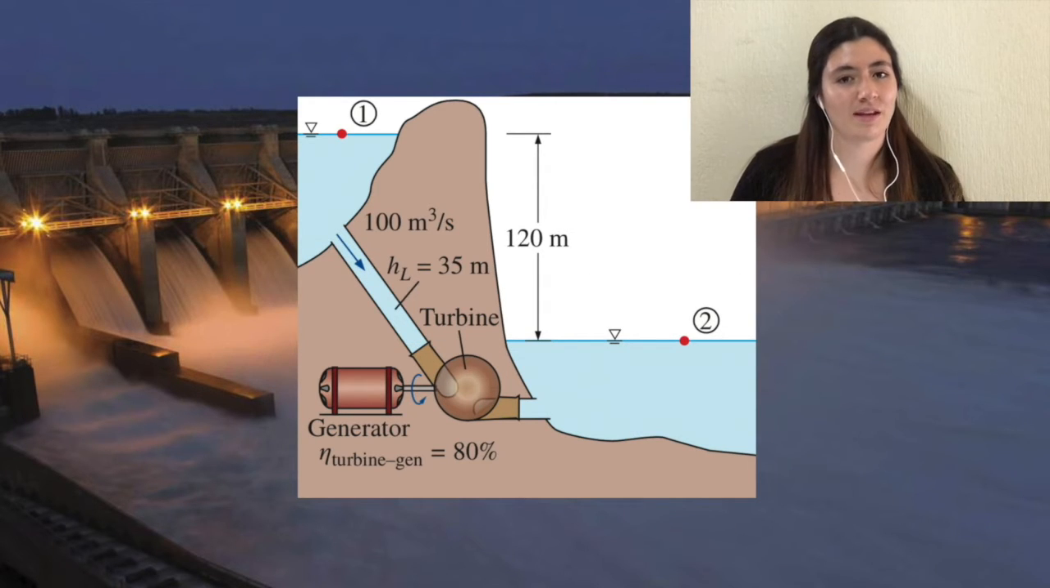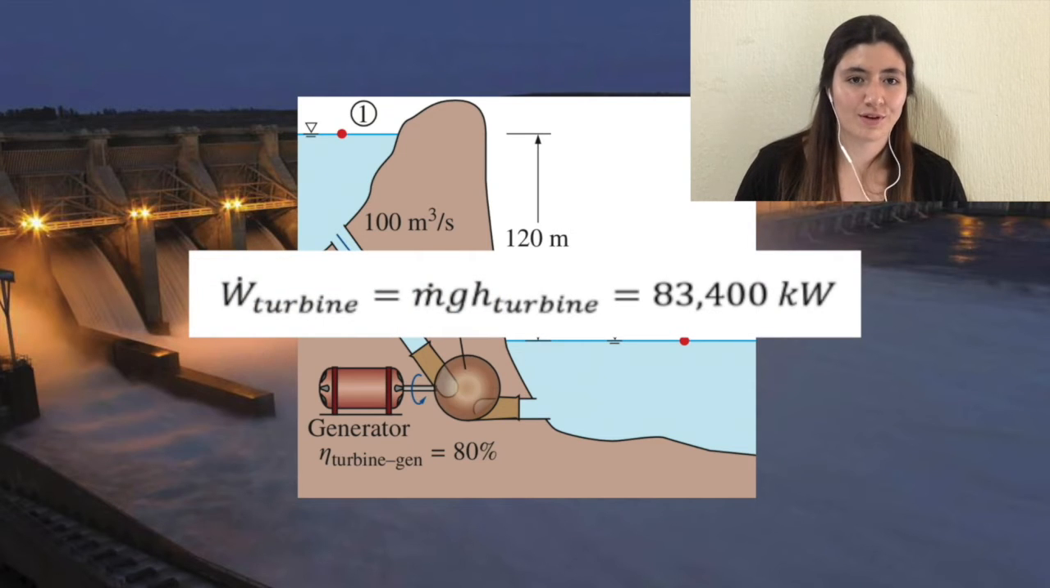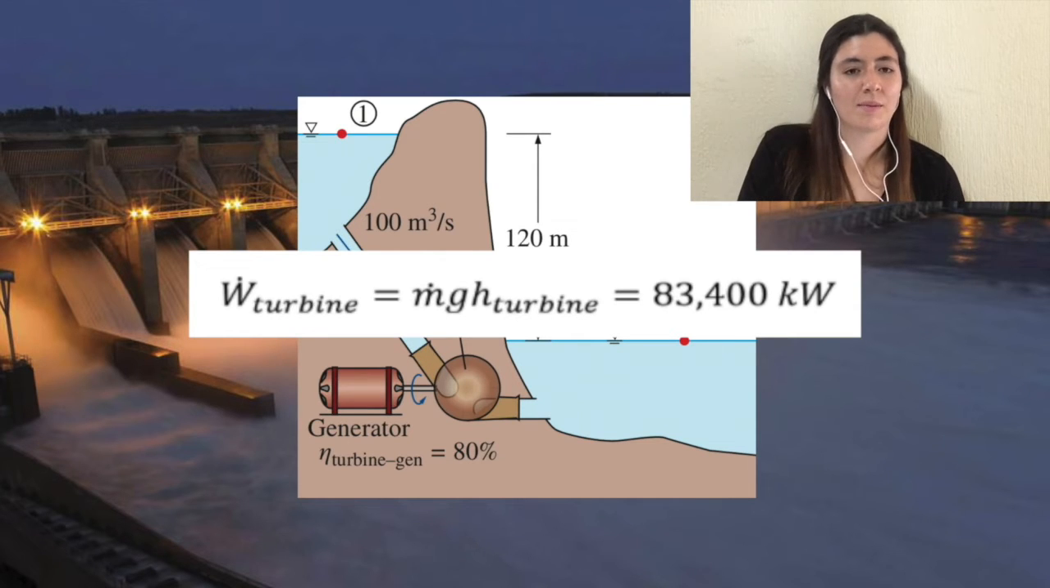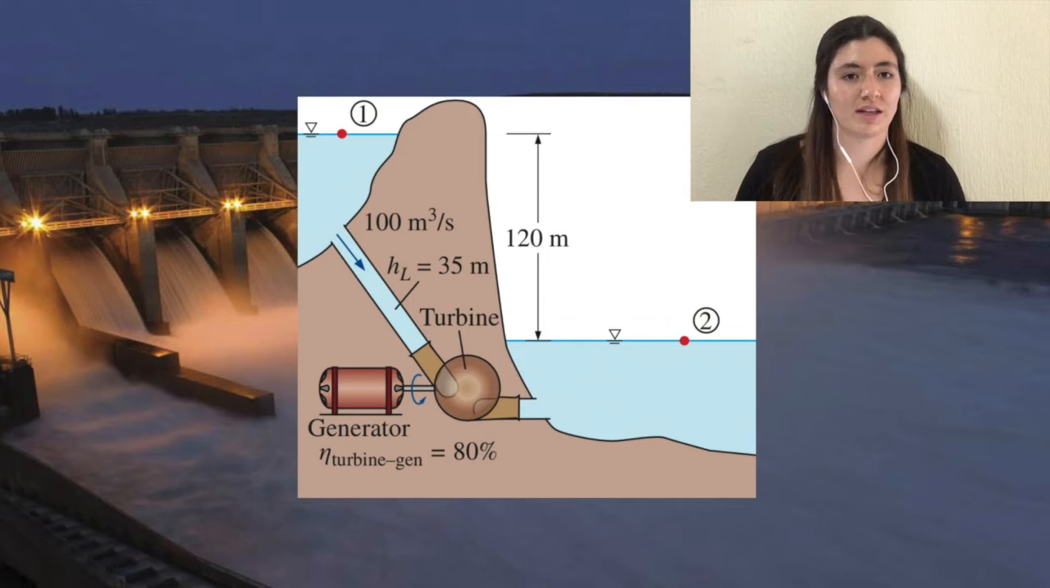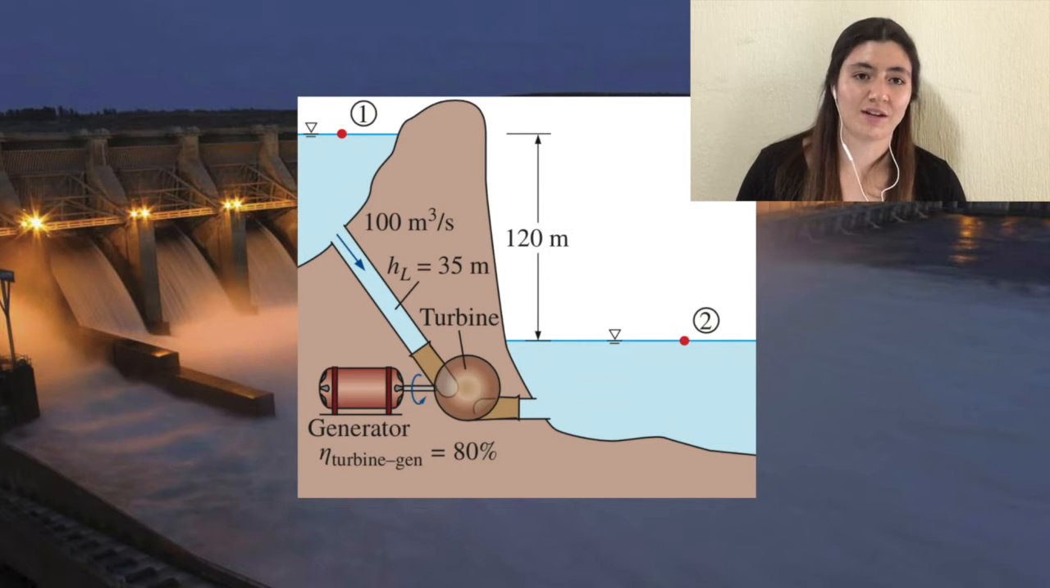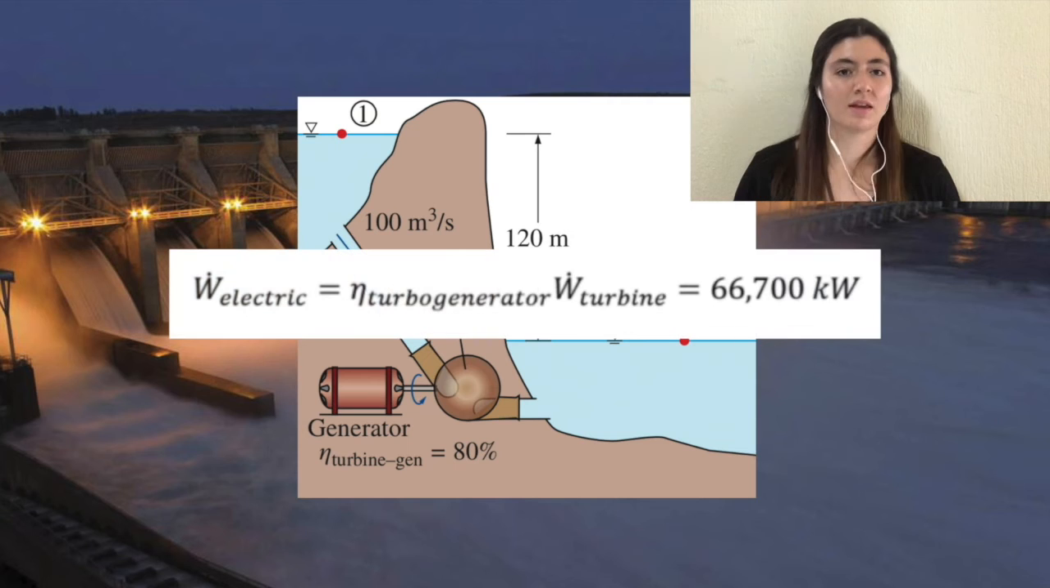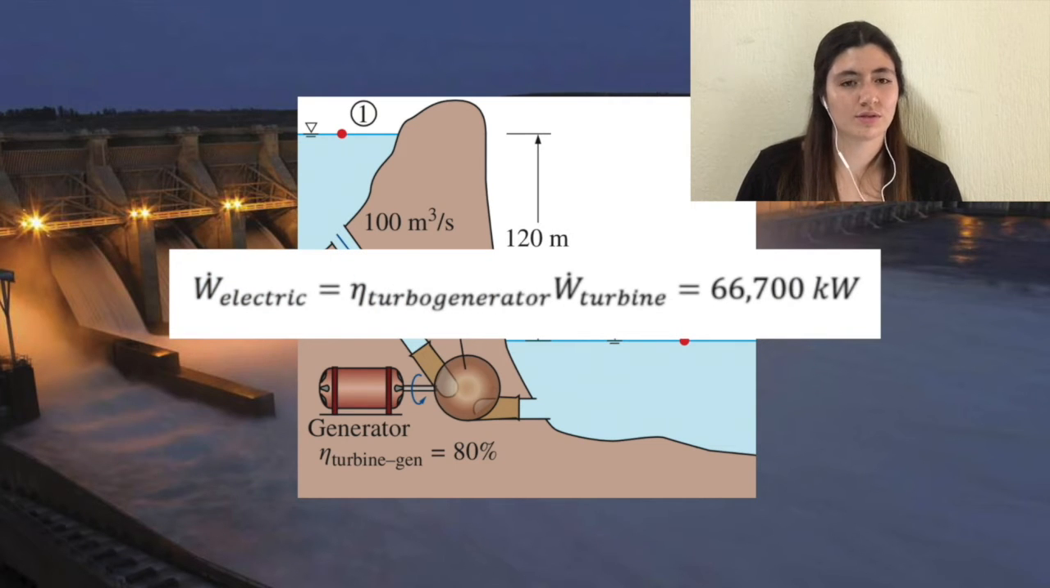Now that the head extracted by the turbine has been calculated, we calculate the power generated by a totally efficient turbine, where turbine power is equal to mass flow multiplied by gravity multiplied by the head extracted by the turbine. The result is 83,400 kilowatts generated. But because the turbine is not 100% efficient, we calculate the real power generated by this specific turbine, where electric power is equal to turbo-generator efficiency times turbine power. The result is 66,700 kilowatts actually generated.